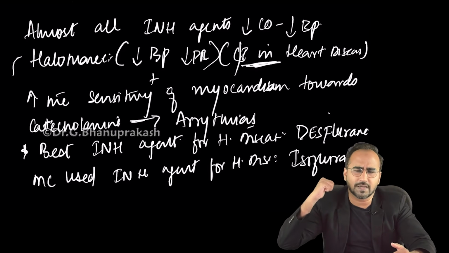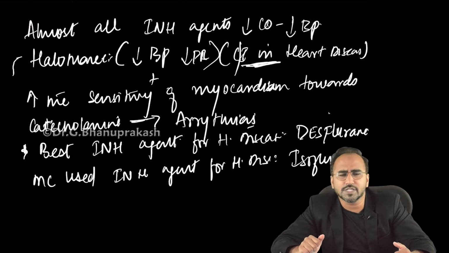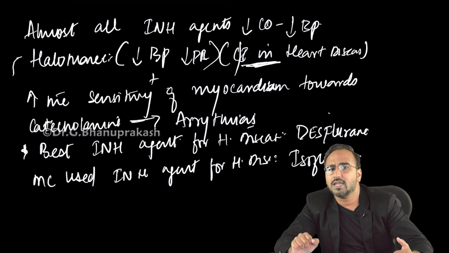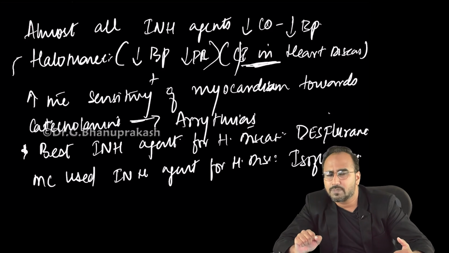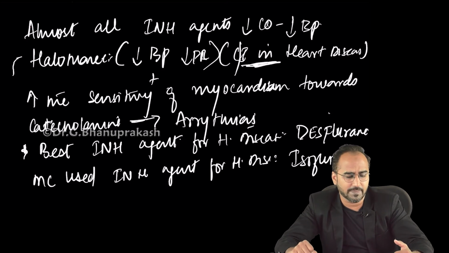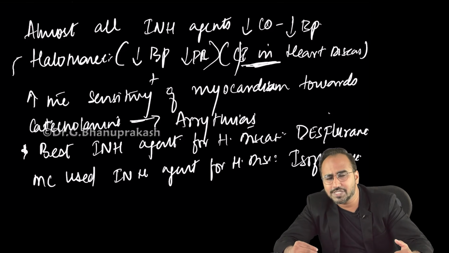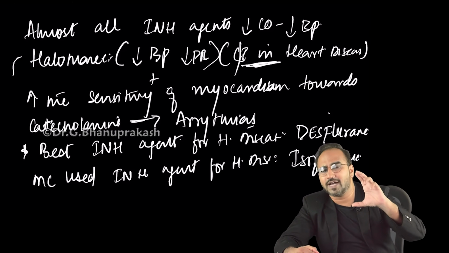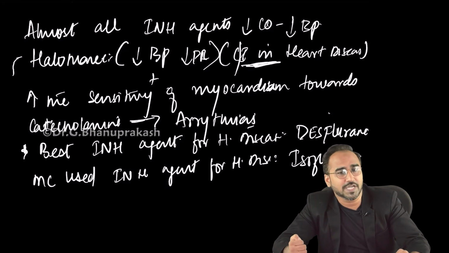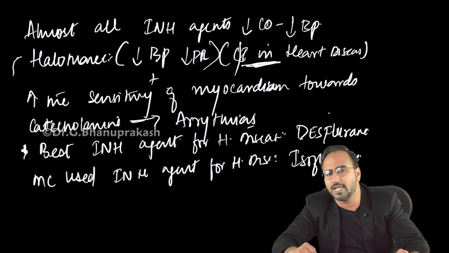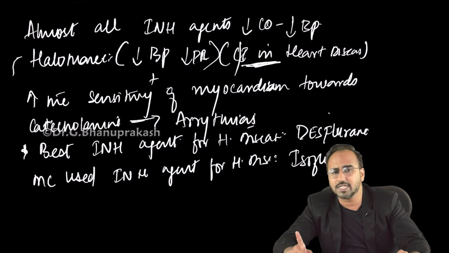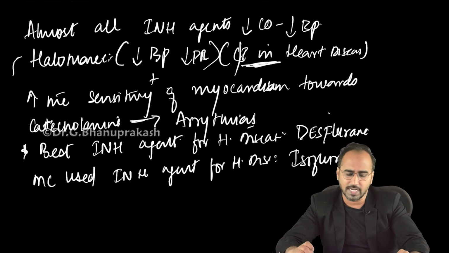Even though Desflurane is the best one, most commonly we choose what? Isoflurane. Why? Because Desflurane requires to be stored in a special vaporizer, which is very costly. Remember, guys, all inhalational agents are stored in a device called a vaporizer. But Desflurane requires a special vaporizer as it has a low boiling point, and that vaporizer is very costly. Hence, the best agent is Desflurane, but most commonly we choose what?